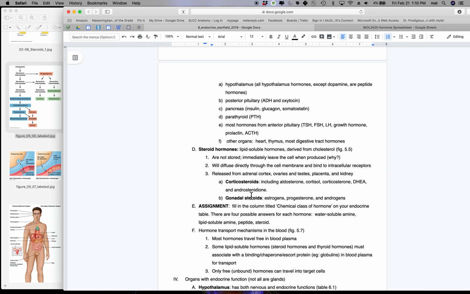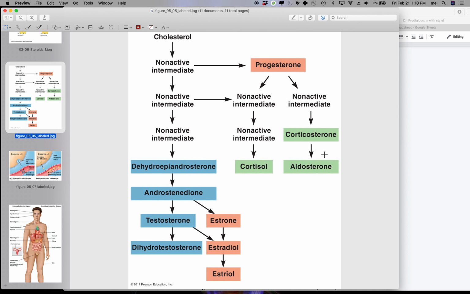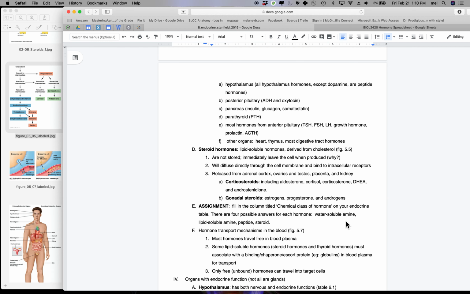So the steroids that come from the adrenal cortex are called corticosteroids. And they include all of these green ones, and then a little bit of these two right here, but don't worry about that yet. We'll get to it later. And then the gonadal steroids are the ones that come mostly from the gonads, like estrogens, progesterone, and androgens. Regardless, those are all steroid hormones, and they are lipid soluble and derived from cholesterol.